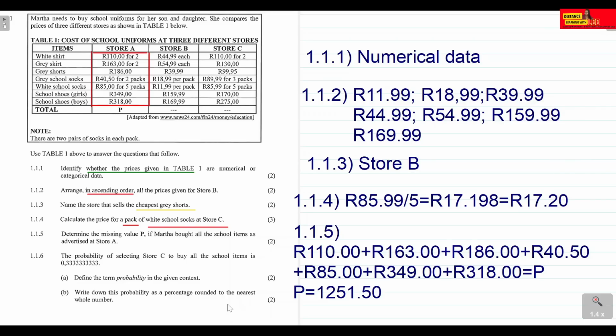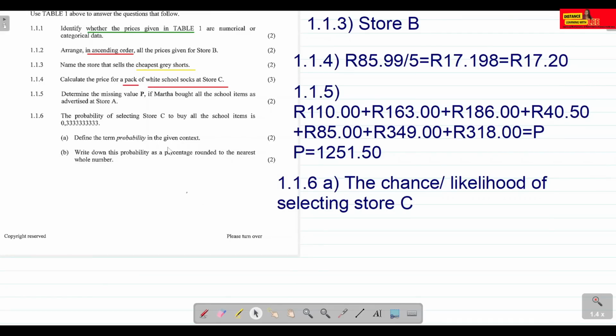You don't just say probability is the likelihood of something happening, but because we're already told about what the probability of store C is, you would then have to say that the probability is the chance or the likelihood of selecting store C. Okay, and let's have a look at the last question.